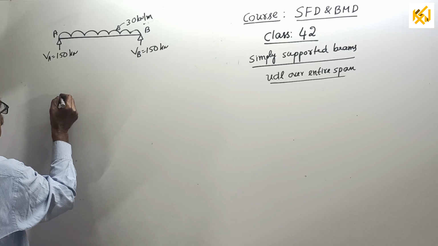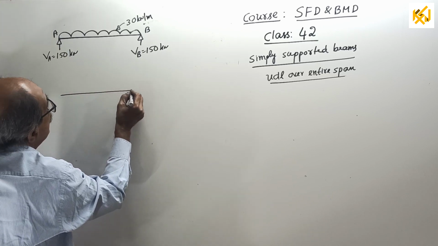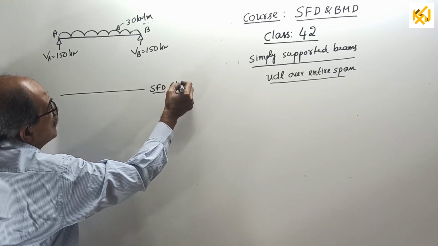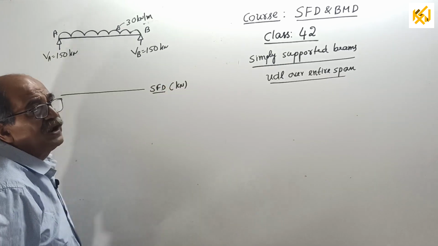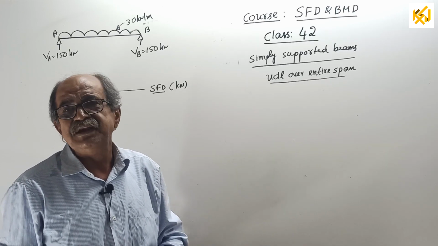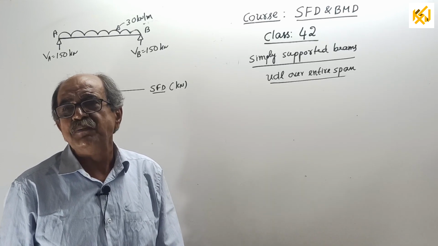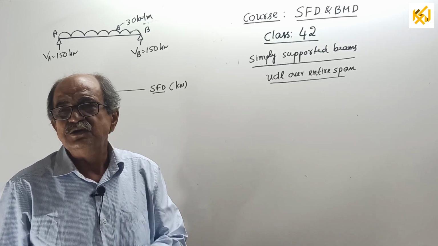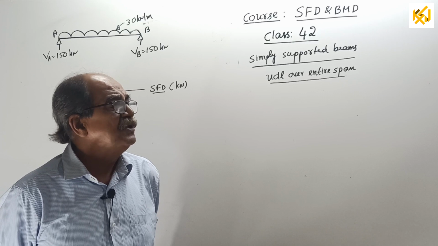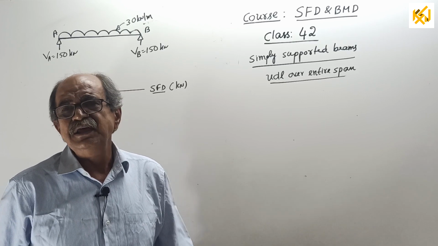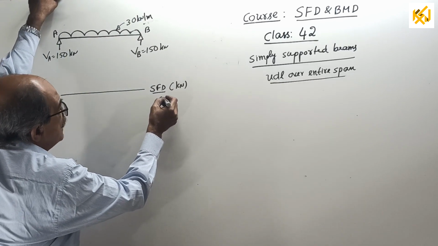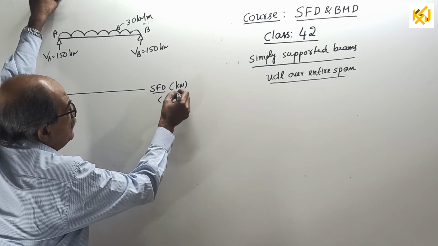Draw the baseline. This is your shear force diagram. All values are in kilonewton. Last time, for bookwork, I told: no kilonewton, no meter. It is wrong to write units for bookwork type problems, since it is valid for any unit. Here, kilonewton, and also a sign is required: left up, right down, positive.